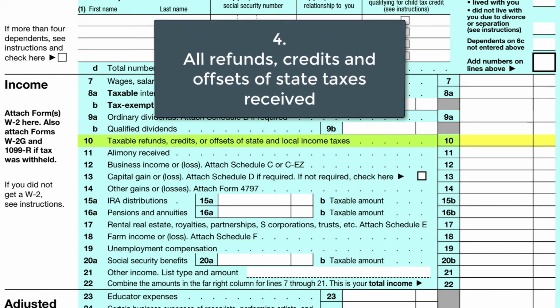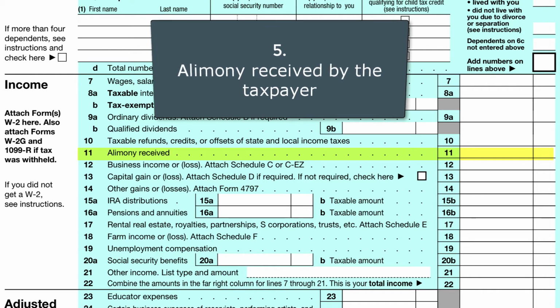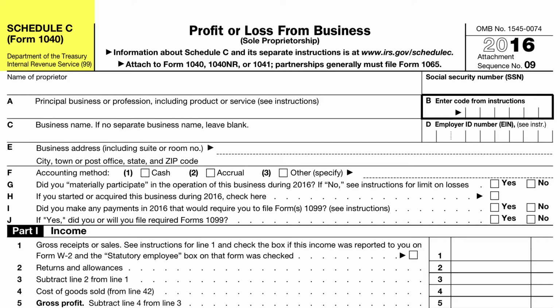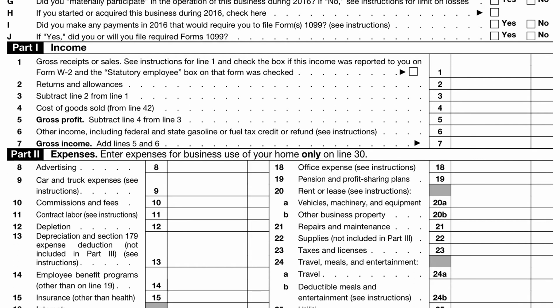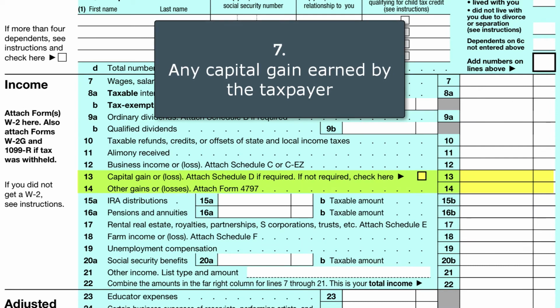4. All refunds, credits, and offsets of state taxes that the taxpayer received during the calendar year. 5. Alimony received by the taxpayer during the calendar year. 6. Income earned through the taxpayer's businesses during the calendar year. Losses suffered by the taxpayer while operating his or her businesses can be deducted from the taxpayer's gross income. Taxpayers who earned income from one or more businesses must file a Schedule C with his or her income tax return. 7. Any capital gain earned by the taxpayer during the relevant calendar year.